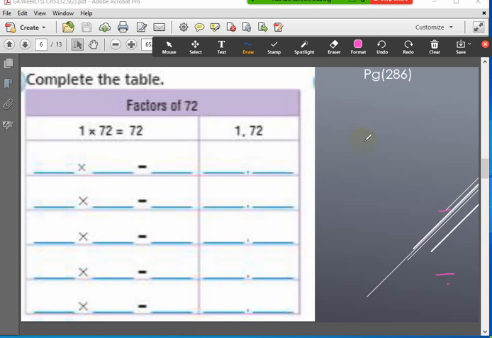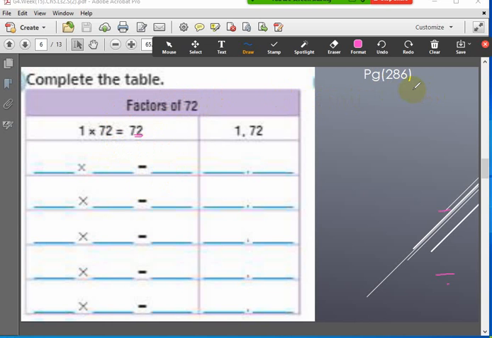Look, the number is even. Why? Because the ones digit is what? The ones digit is 2. And I told you, if the ones digit is an even number, very good, Dana, that means the number is even. That means 72 is even. So I can divide it by 2.